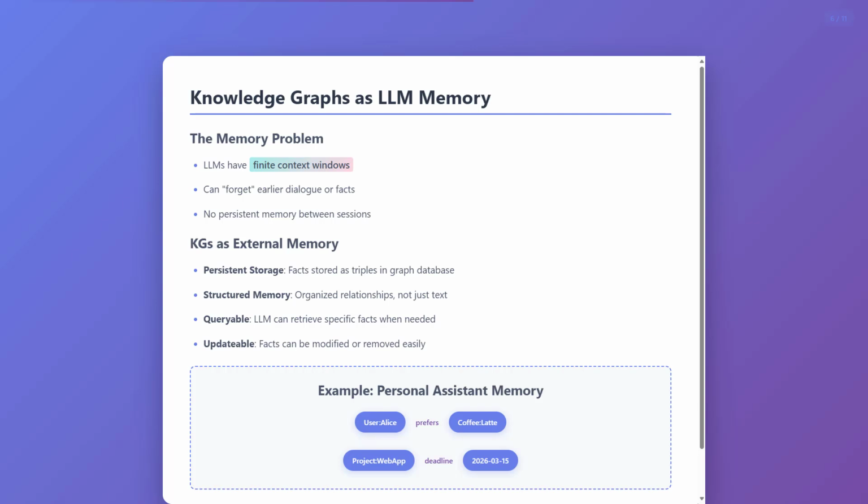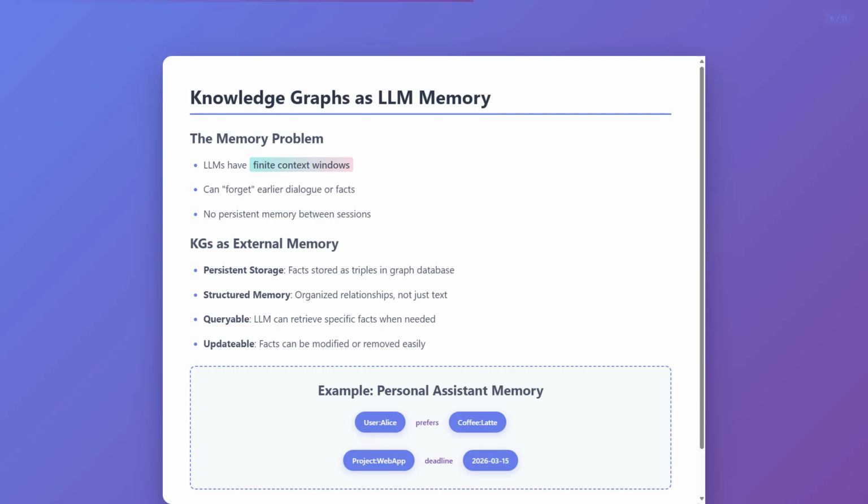Knowledge graphs solve this by providing external, persistent memory. As your LLM application runs, it can extract facts from conversations and store them as triples in a graph database. Over time, this builds up a comprehensive knowledge base about users, projects, preferences, and relationships.